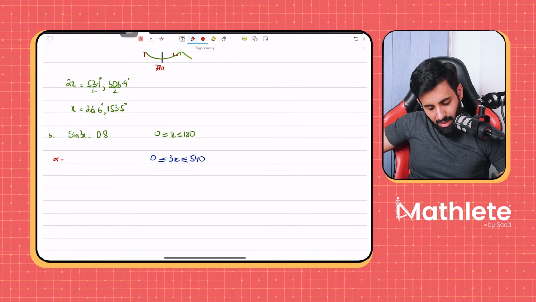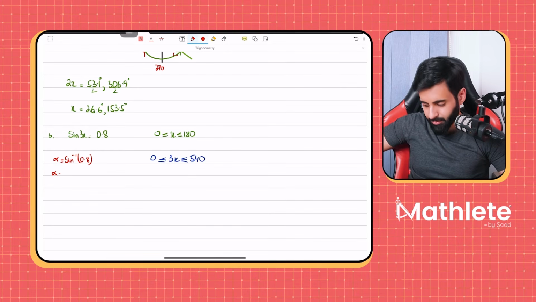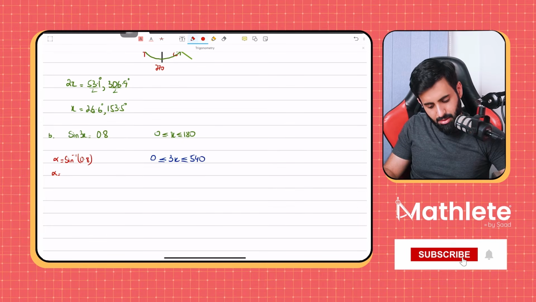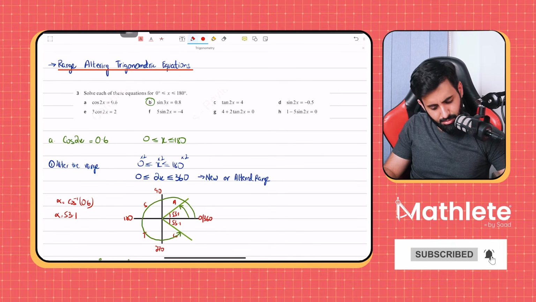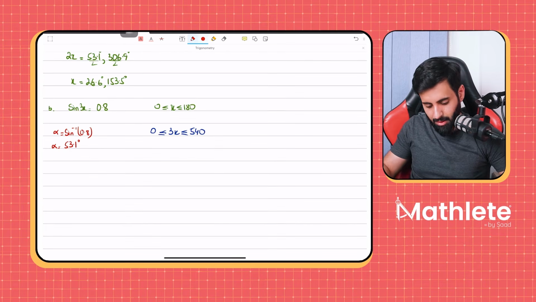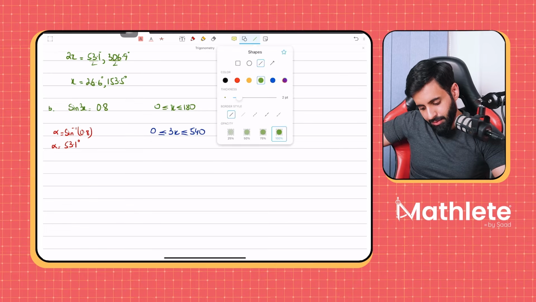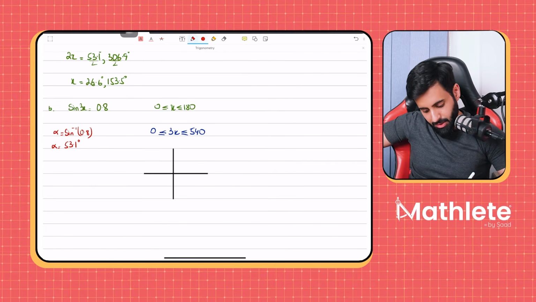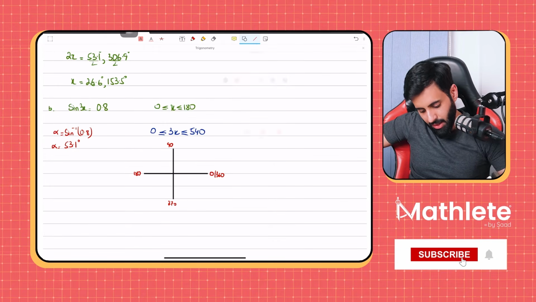So we start finding out alpha, which means we'll take sine inverse of 0.8. So sine inverse of 0.8, that's the same as above. 53.1. Our range is from 0 to 540. So here 0, 90, 180, 270, 360. Here we have alpha.